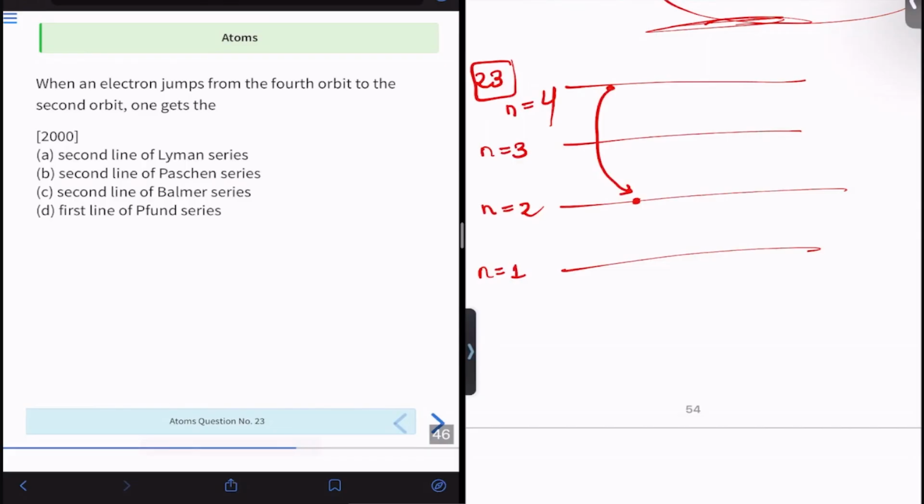I told you in the last session, if an electron is coming to the second orbit from any of the above orbits, third, fourth, fifth, sixth, whatever it may be, it will always give rise to the Balmer series. If the electron is coming from the third orbit, it will give rise to the first line of the Balmer series. If it is coming from the fourth orbit, it will give rise to the second line of the Balmer series. If it is coming from the fifth orbit to the second orbit, it will give rise to the third line of the Balmer series. I hope it's very clear for you now.